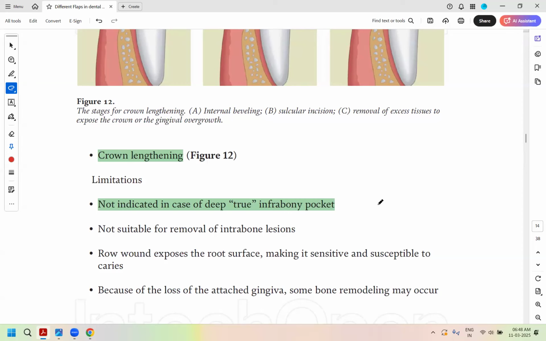Then coming to your canine surgical exposure and eruption using the open technique and the closed technique, the indications of both, using gingivectomy or apically positioned flap in your open canine exposure technique, right?